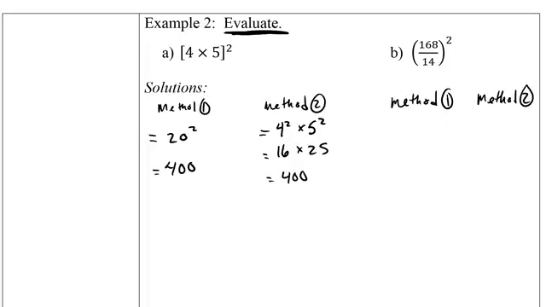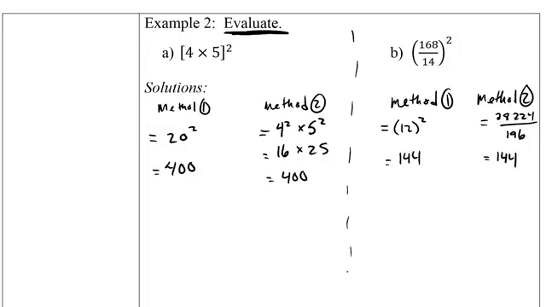Now this one right here, let's see if 168 is divisible by 14. Oh, and look at that. So if I do what's in the brackets first, 168 divided by 14 is 12, squared is 144. The other method that we could do is make it 168 squared divided by 14 squared. So that is 28,224 over 196. And guess what that turns into? 144. So it doesn't matter which method you use, whatever you feel more comfortable using.